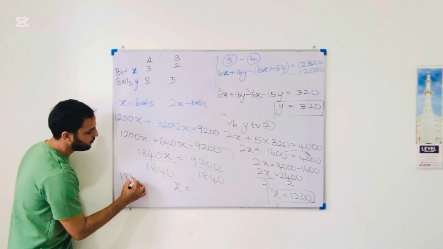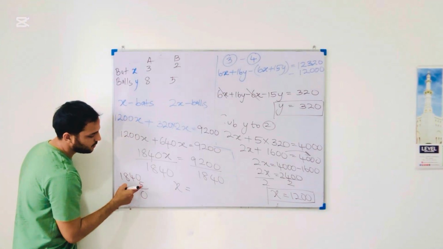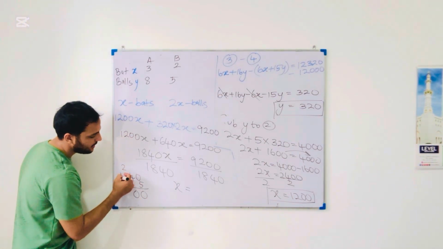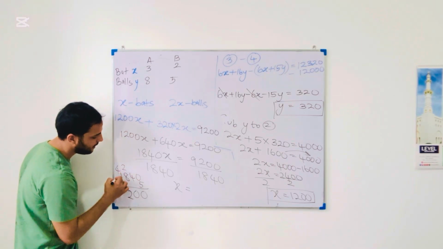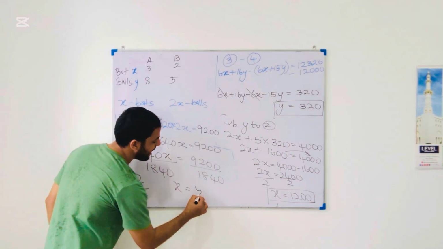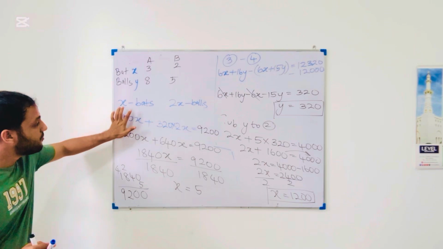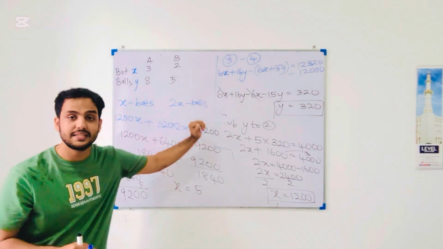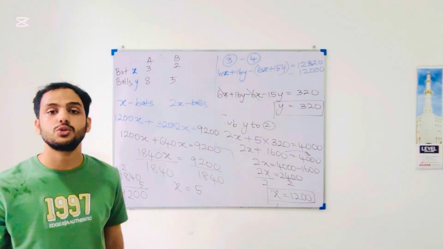So 1,840 multiplied by 5. So 5 into 0 is 0, 5 into 4 that is 20, 8 into 5, 40 plus 2, 42, 4 here, 1 into 5 is 5, plus 4 that is 9. Clearly, x is equal to 5. That means you can buy 5 bats, twice the number of 5, that is equal to 10. You can buy 10 balls for 9,200.